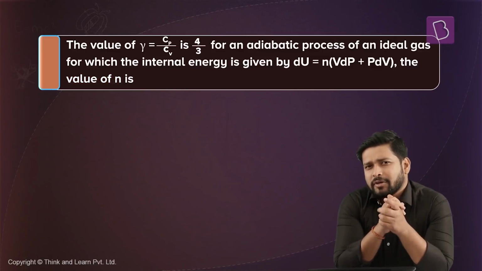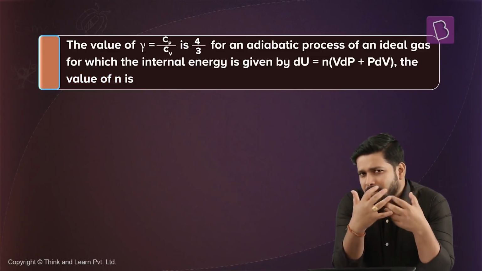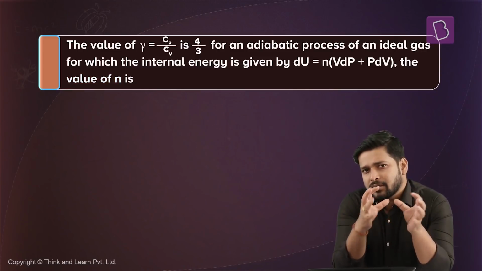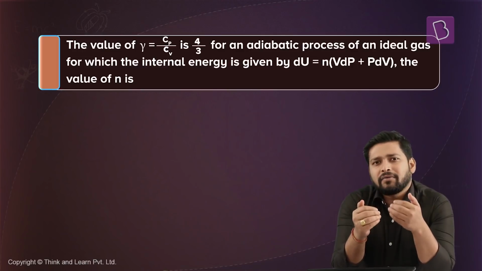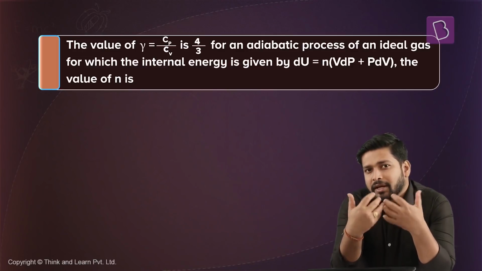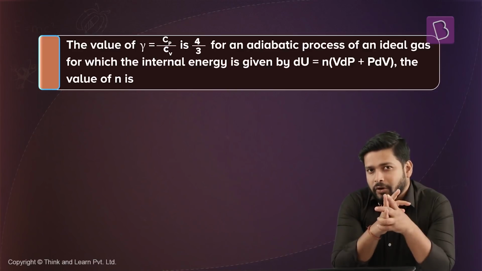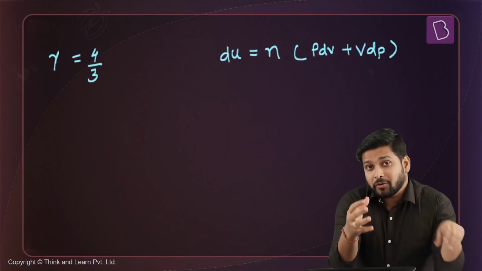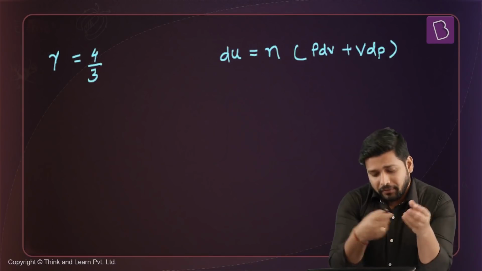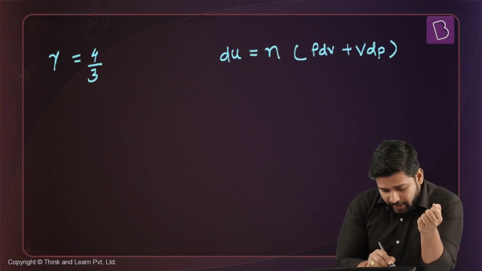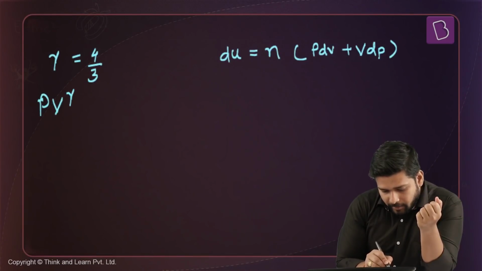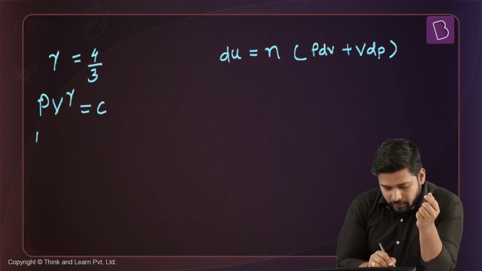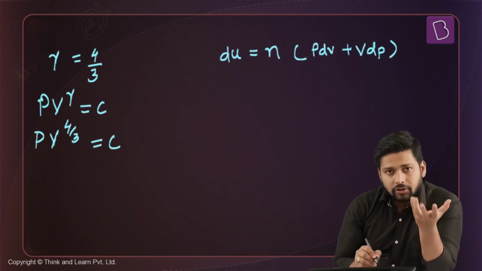If you look at this question, we have to work with the adiabatic process and somehow express the formula of internal energy in the form that's given in the question. Finally we have to compare them and we end up finding the value of n. So that's what we are going to do in this problem. We know that this is an adiabatic process, so the general expression is P V to the power gamma equals constant, and gamma is given to us. So P V to the power 4 by 3 equals constant.